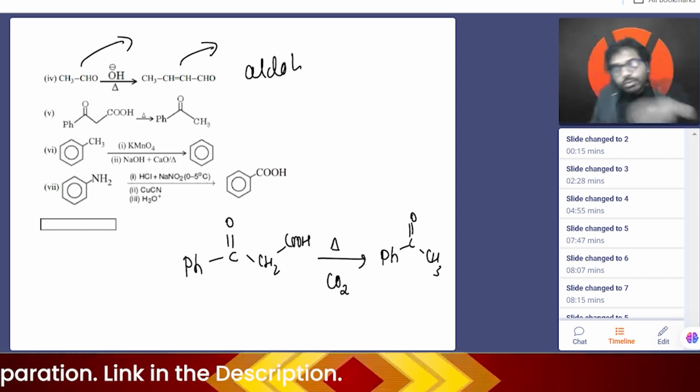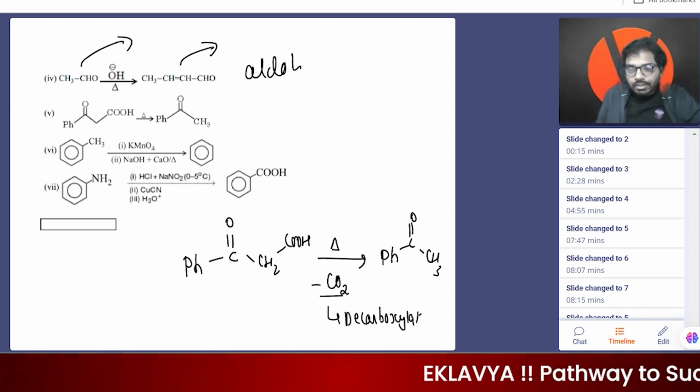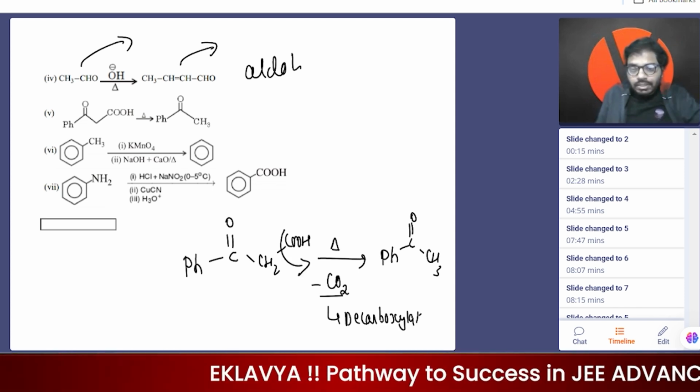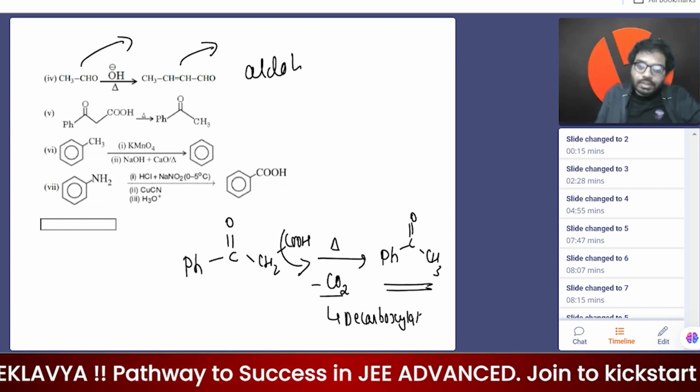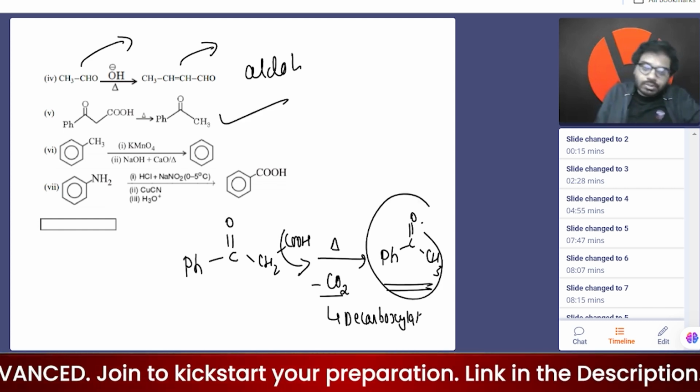Fine. So whenever we heat, the CO2 will be removed here. So what will happen? Decarboxylation will occur here. The CO2 will be removed along with the hydrogen. So the final product formed here is acetone. So this is also correct.